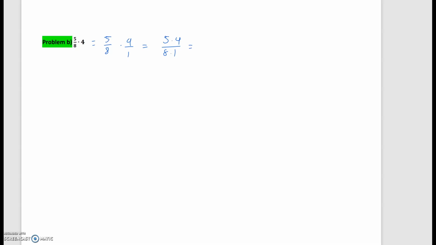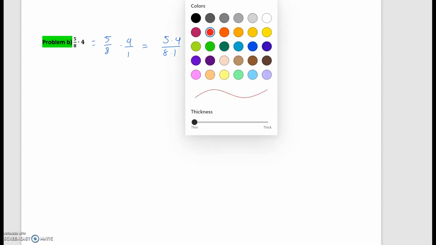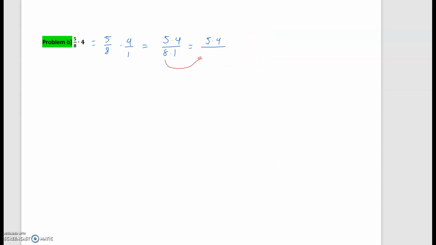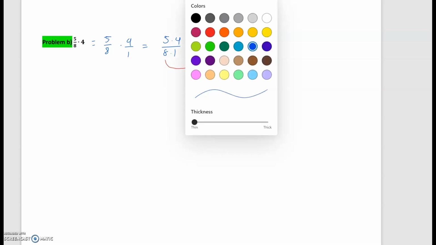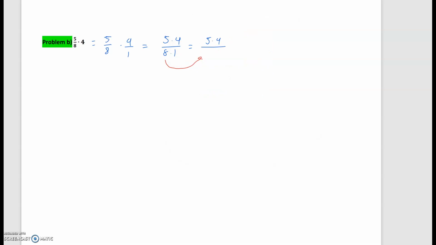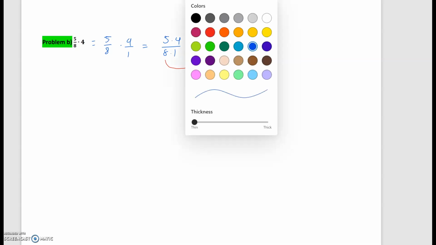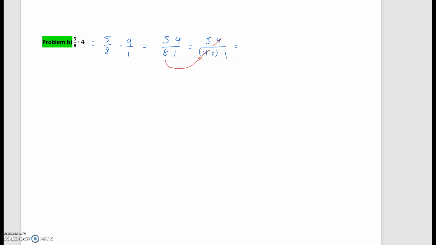So you have 5 times 4 over, and then the 8 has a common factor with the 4 on the top, so I'm just going to rewrite it as 4 times 2. And then times 1, the 1 is not going to have any effect, but this will be easier to do since the 4s cancel. If you see common factors, it's easier to break them up and write it in that form so that you don't have to go through the division process.